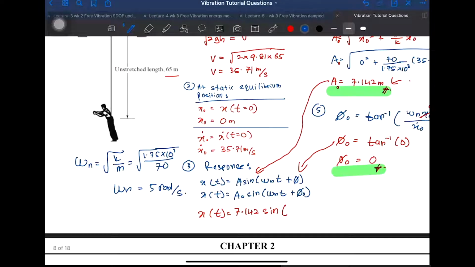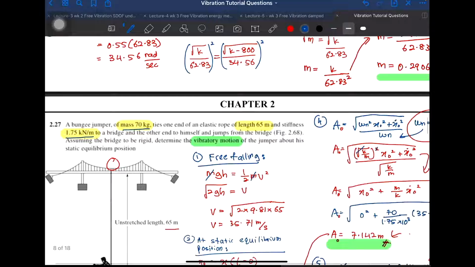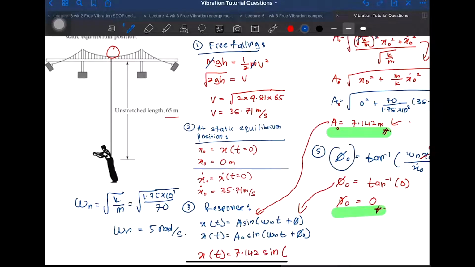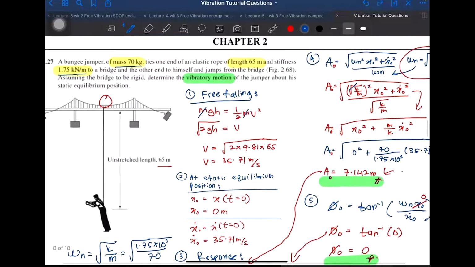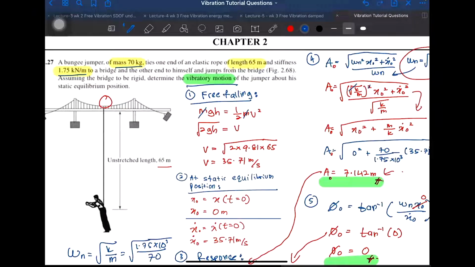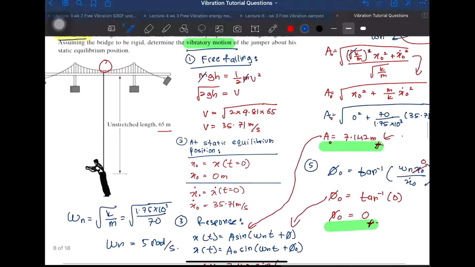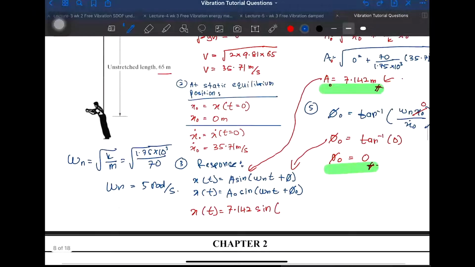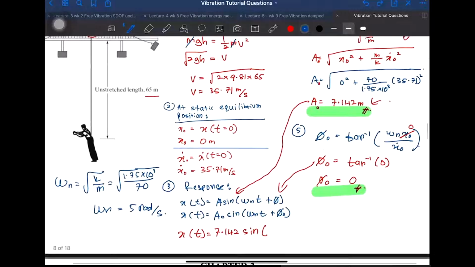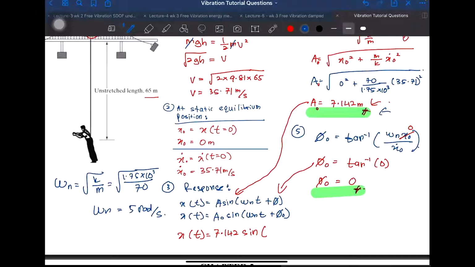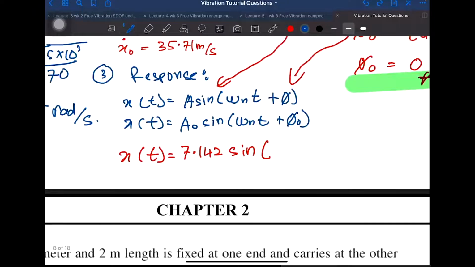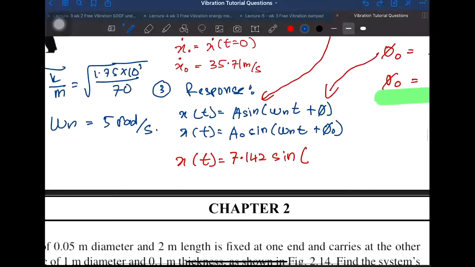So if the question asks for vibratory motion, just give the answer for A and also for the phi only. But in the exam, normally they won't ask for vibratory motion. In the exam, they tend to make students' life very hard. So they'll ask you to put in the response. So once you get all these values highlighted in green color here, substitute them back inside this.